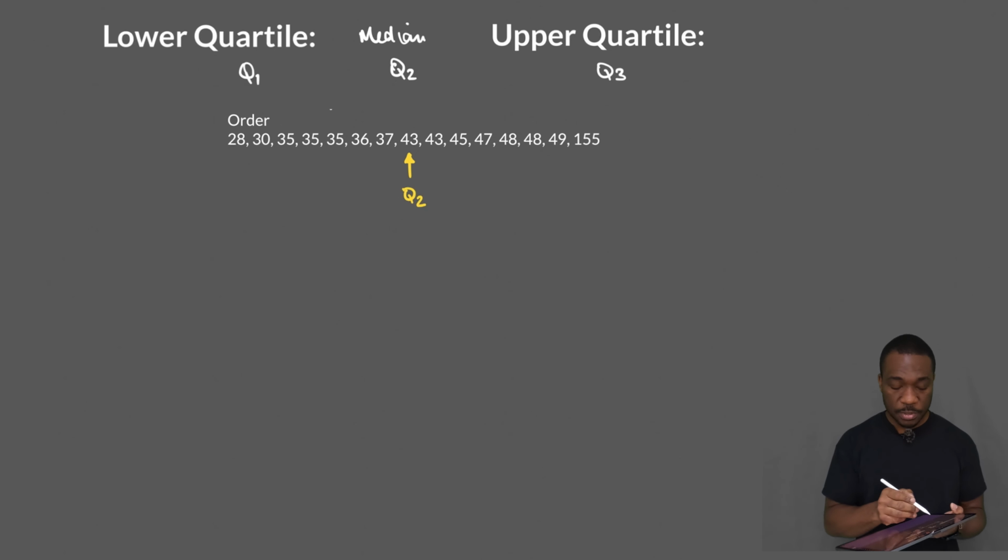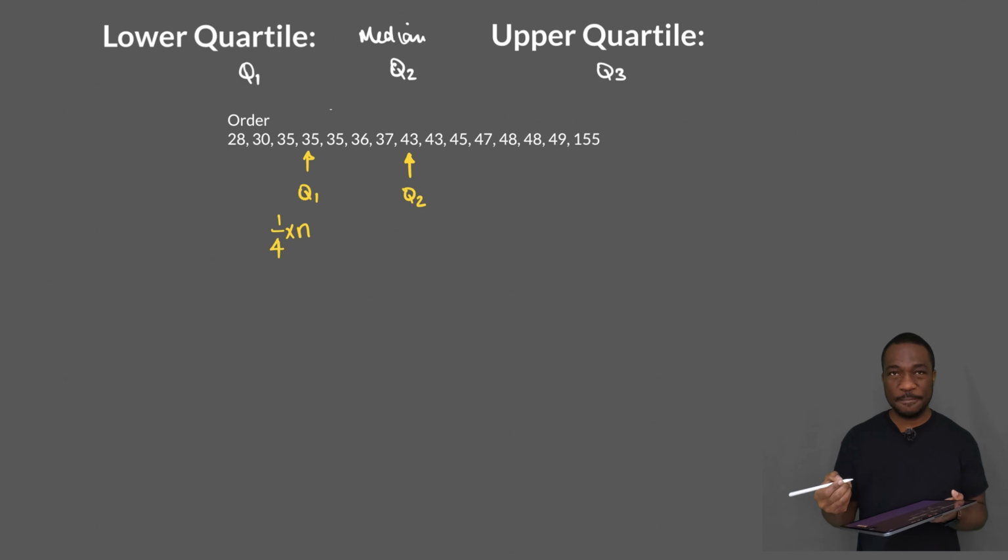Now to find the lower quartile, I need the middle of what's left on this side here. So for this one, I'm going to go 1, 2, 3, 1, 2, 3. So therefore, my Q1 is just there. This is my lower quartile here. And if you're looking for a formula, it's usually a quarter times the number of values you've got, a quarter of n.